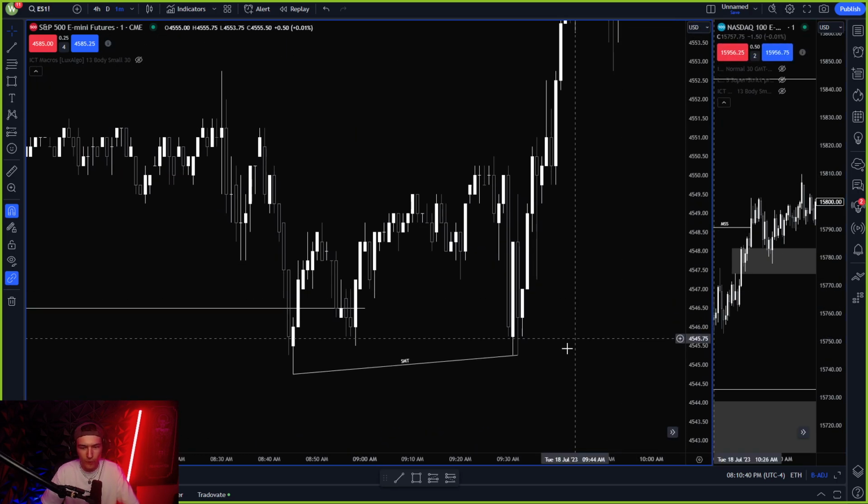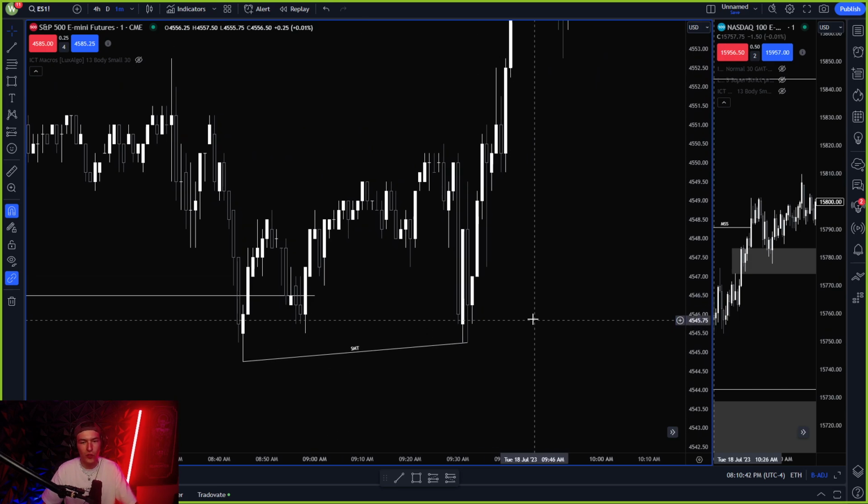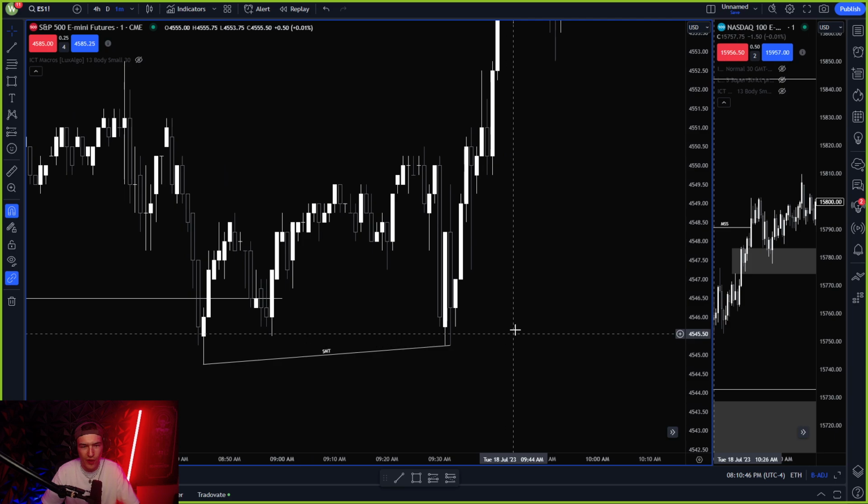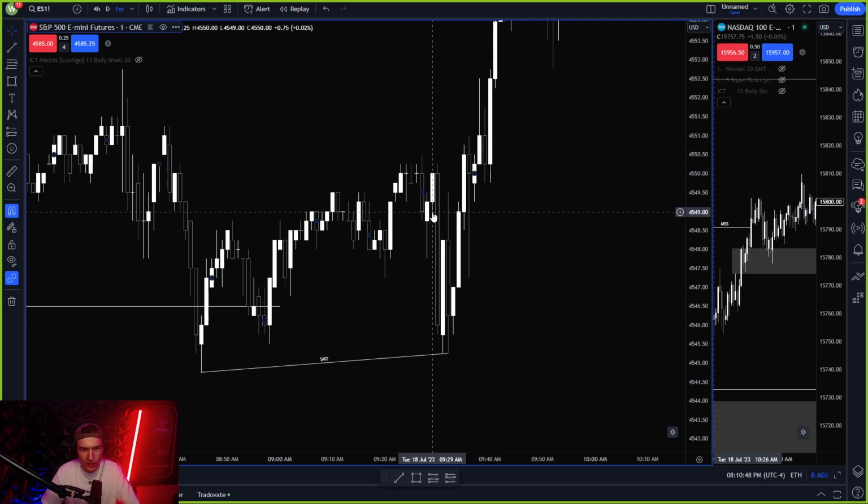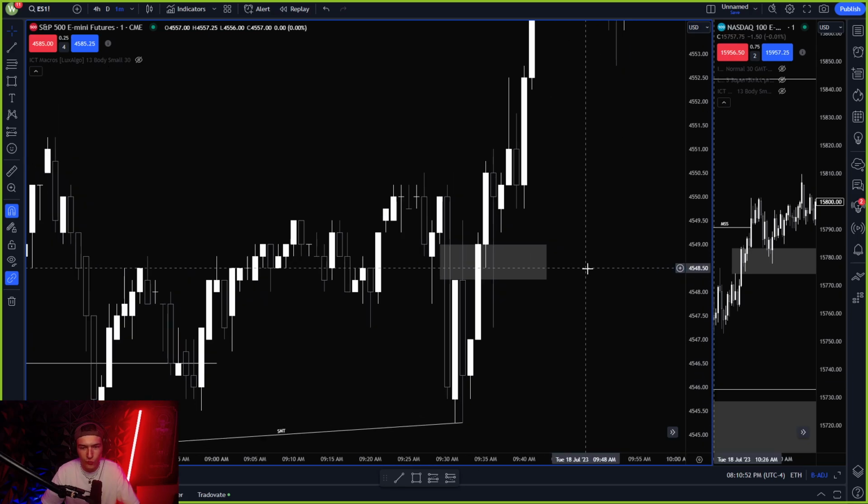So what am I looking for? I'm looking to see this SMT hold. Okay, what do I need to see happen for me to say that this SMT is valid? This fair value gap right here, this bearish fair value gap needs to get ran through like it did.